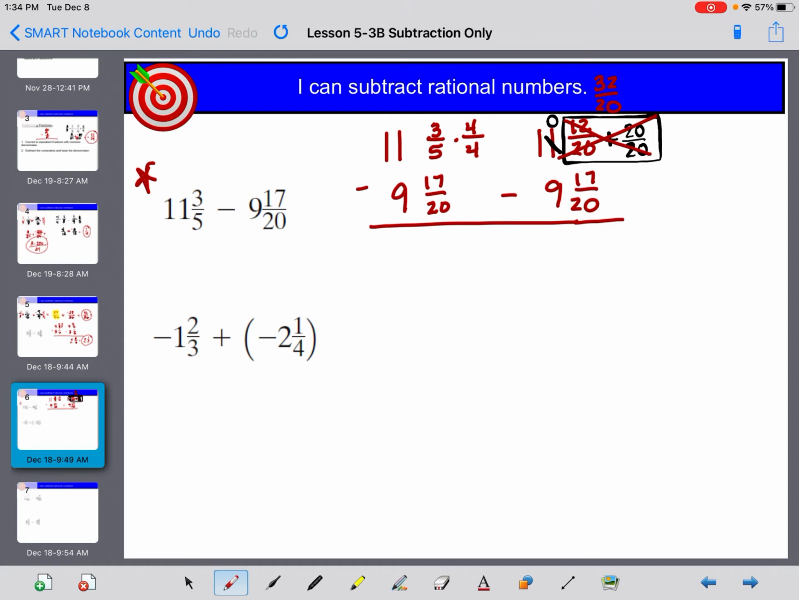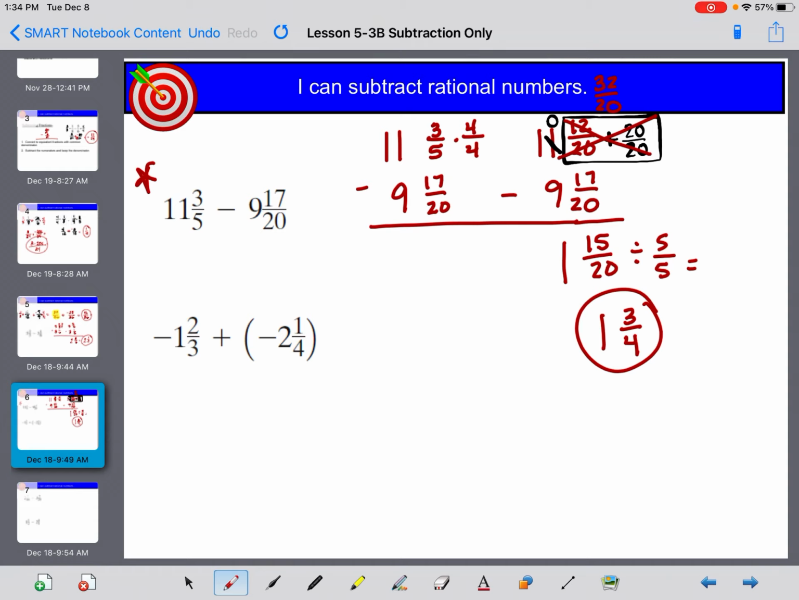Now I can subtract. 32 minus 17 gives me 15 twentieths. 10 minus 9 is 1. Then I simplify my fraction, and I get 1 3/4. Okay, so just to review one more time what happened here.